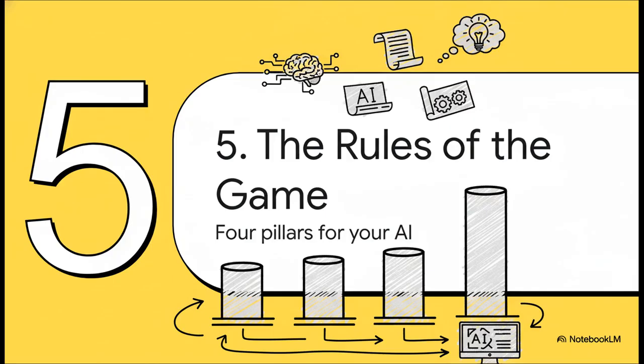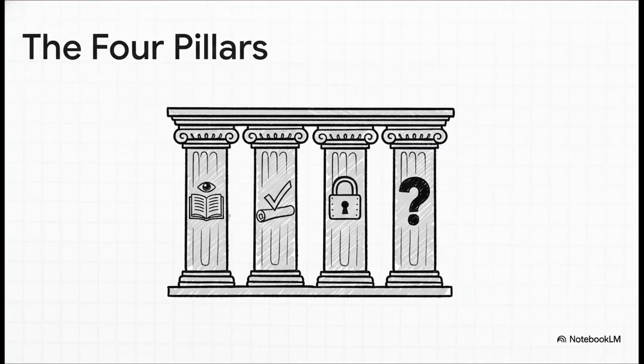Okay, so you might be thinking, this is great, but how do I actually do it? Well, it all boils down to a clear set of rules. 4 pillars that you can literally give to your AI as system instructions to make it play by these new rules. And here they are, the 4 pillars.